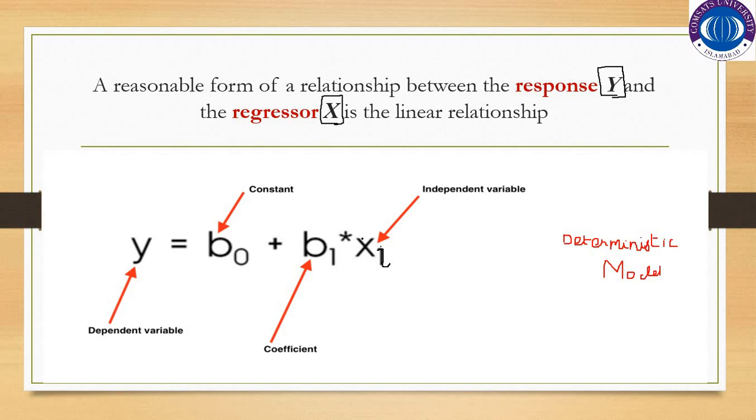So this is the independent variable, this is the coefficient, and this is the constant. This y is the dependent variable. This constant is basically the intercept, as if we plot this equation, it would be a straight line. This b1 is the slope. So this is the intercept, and this one is the slope.